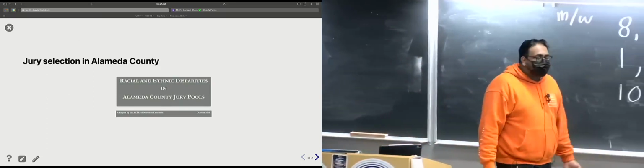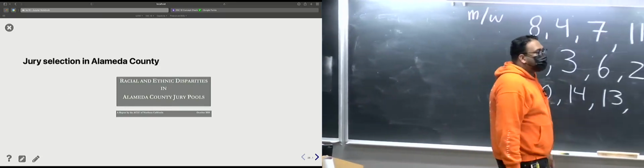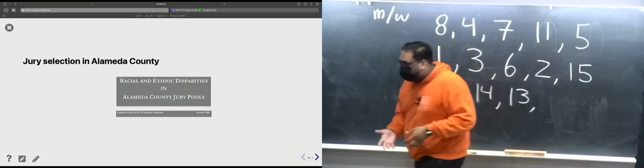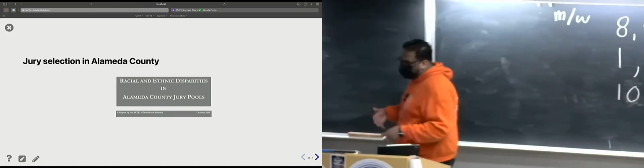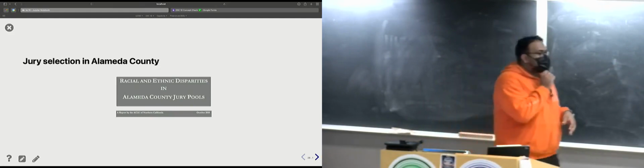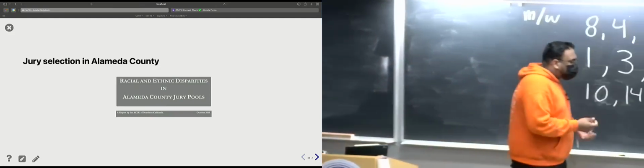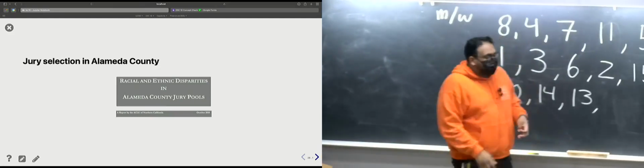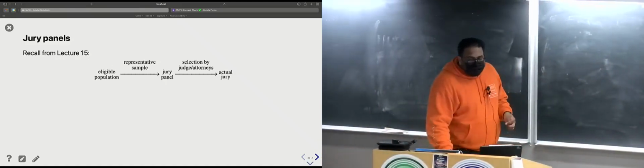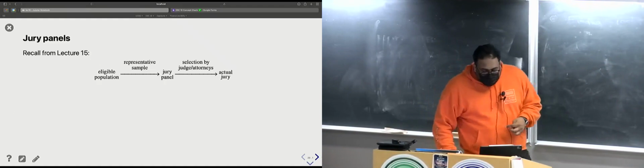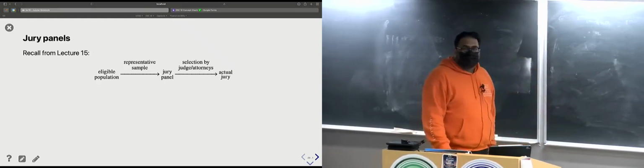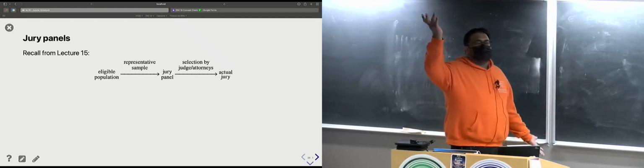Our final example of the day will be more similar to something we looked at on Wednesday, which involved jury panels and how jury panels are drawn from eligible populations. The first example we looked at involved Robert Swain in Talladega County, Alabama in 1965. This example is a bit more recent. It involves Alameda County in a study that was performed between 2009 and 10.